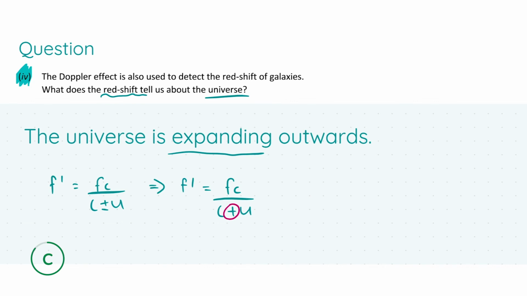As a result, because we are adding things on the bottom, the denominator is getting bigger. This is what this little arrow over here means: the denominator is getting bigger because we are adding things on the bottom half of the fraction. As the denominator gets bigger, the overall fraction will get smaller. And as the overall fraction gets smaller, the perceived frequency of this light will get smaller and smaller.